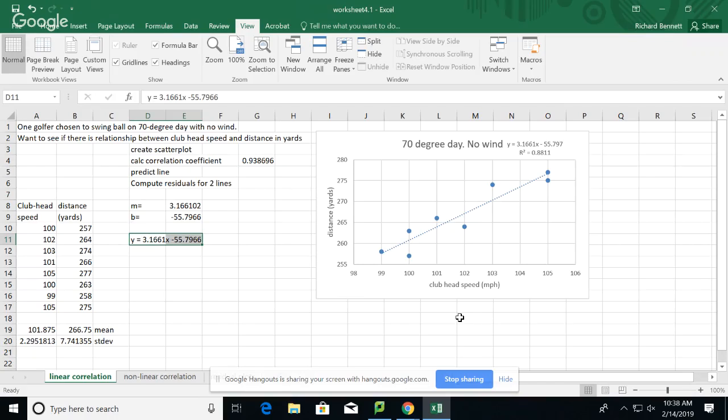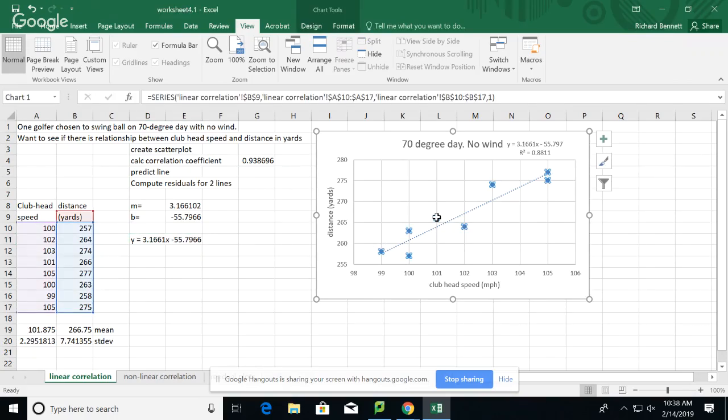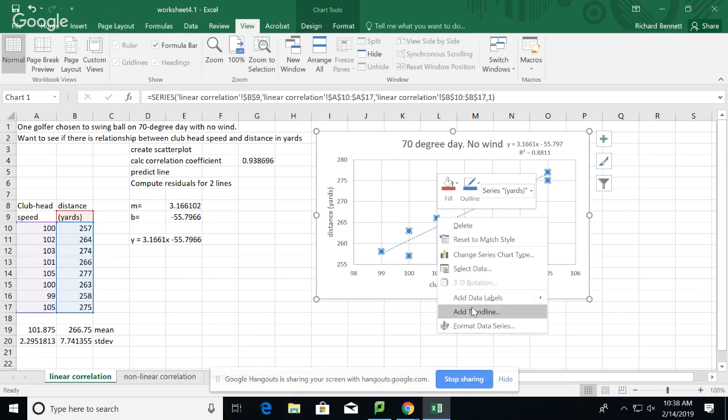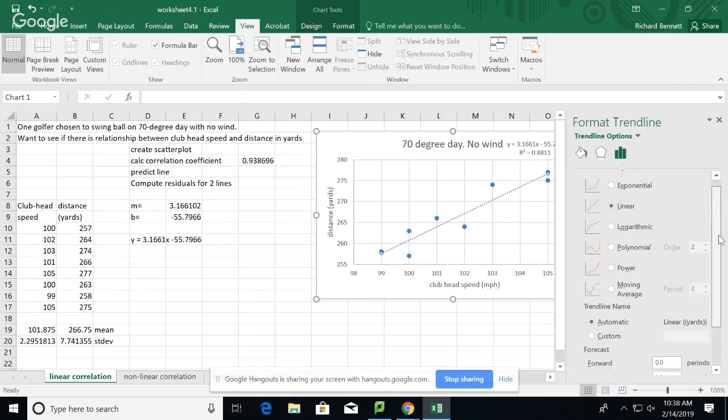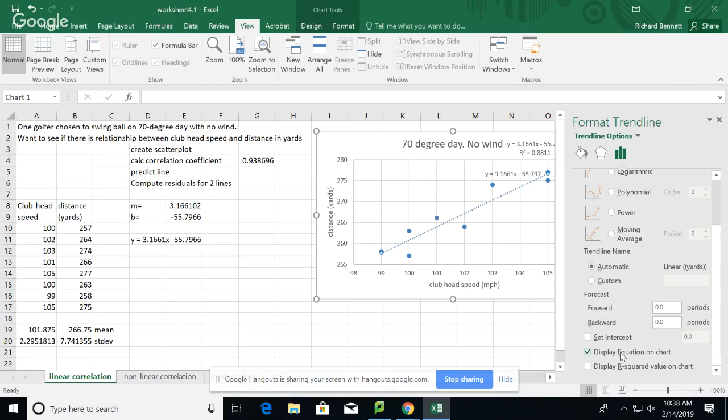I missed the B. So what do you times that by? Okay, I'm going to do this really quick. Right click, add trend line. You're going to go to the bottom here. You're going to display the equation and the R squared. Okay? So we good there.